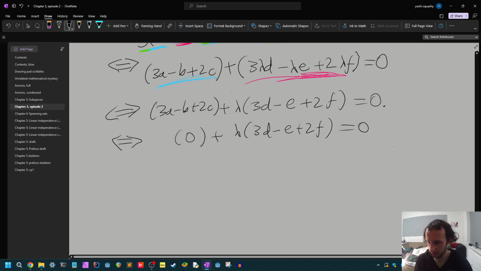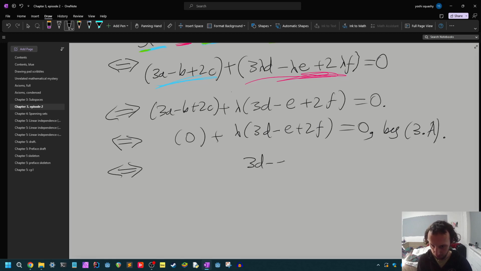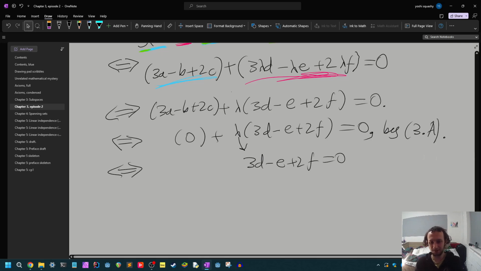Okay, so we got this, and we can say by 3a, which was simply that thing was 0, so we can therefore substitute in 0. And then here we don't really need to say what we're doing, but I'll explain it. So we got 3d minus e plus 2f equals 0, divided by lambda on both sides. Oh wait, we can't divide by lambda if it's 0. There's a small technicality here. You can probably get away with this though.